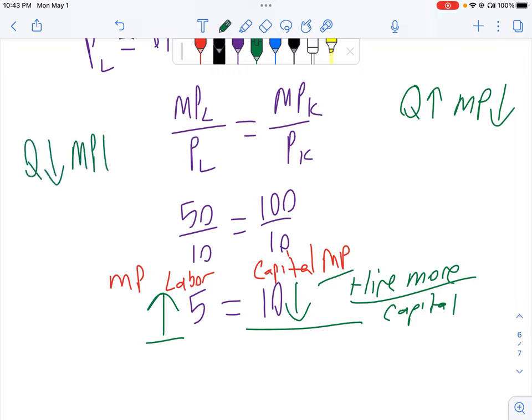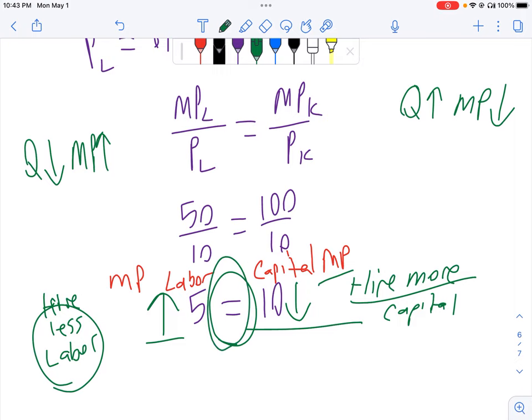If I do less, it's going to do the opposite. It's going to increase the marginal product. So I should hire less labor. Now I hire more capital until we're equal. I hire less labor until we're equal.